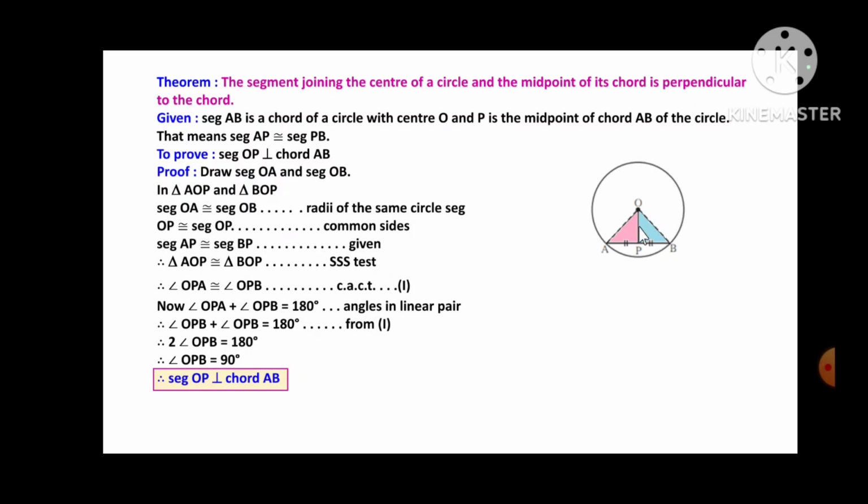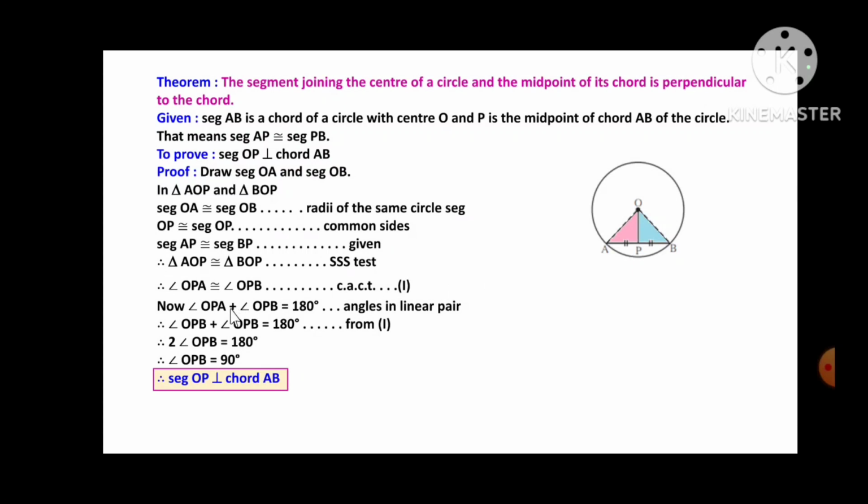In these two triangles, what will you get? OA is equal to OB, means radius of the same circle. OP is equal to OP, this is the common side, and AP is equal to BP, that is given already. So these are the three requirements. In order to show any two triangles to be congruent, minimum three conditions we have to satisfy. So the remaining conditions will naturally be satisfied automatically. So three conditions we satisfied: OA is equal to OB, OP is equal to OP, and AP is equal to BP. Now these three are sides only. So triangle AOP and triangle BOP, this pink color and blue color, both will be congruent by the SSS test, means side side side test.